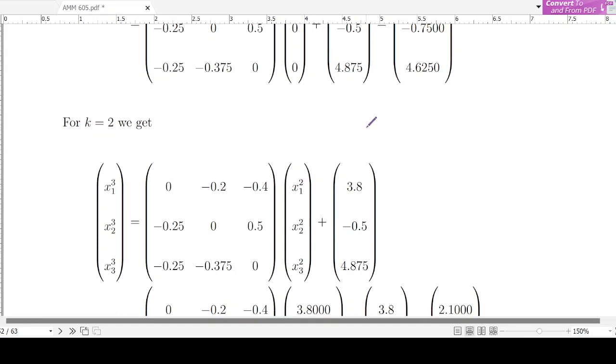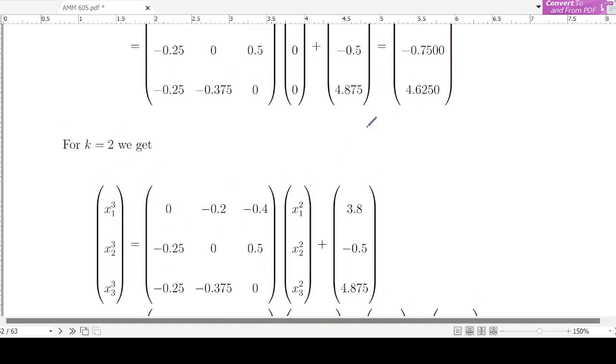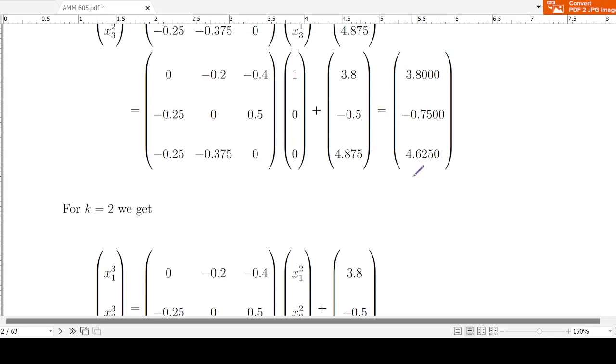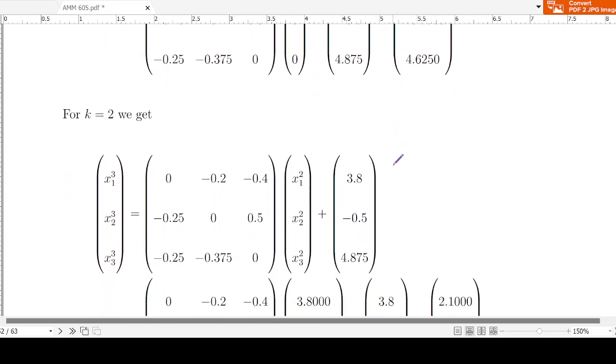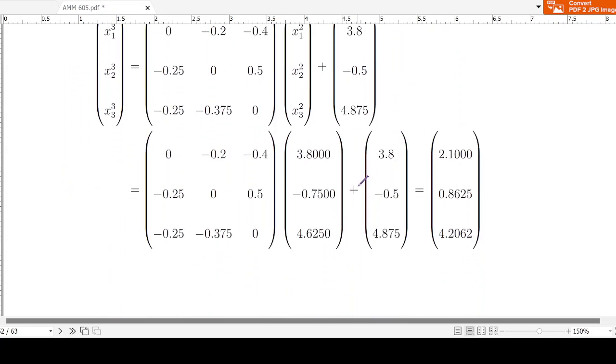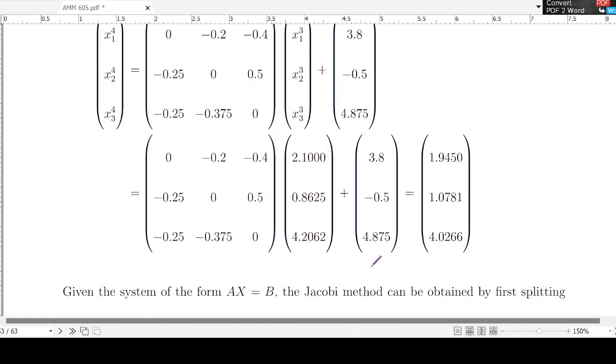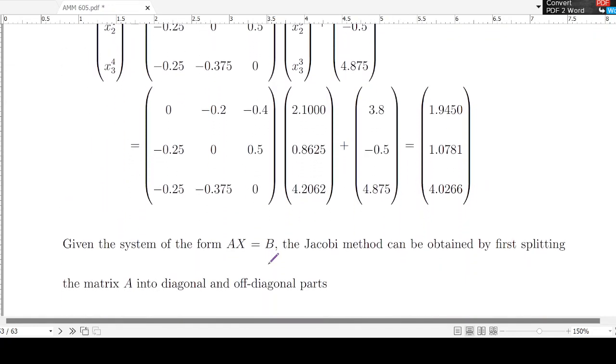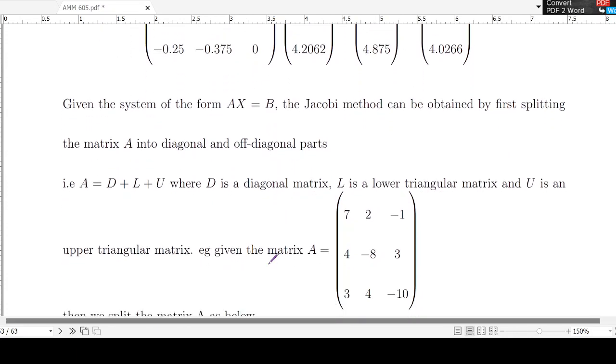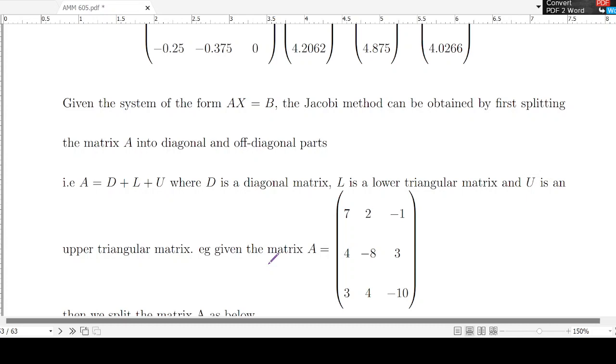You substitute x1,2, x2,2, and x3,2. This solution that you have obtained here, 3.8, negative 0.5, and 4.625. And the solution is obtained. After the second iteration, 2.1, negative 0.865, and 4.2062. Then perform the third iteration, and you get a solution. So basically, that's the Jacobi method.